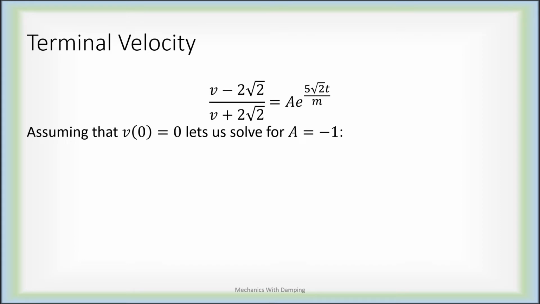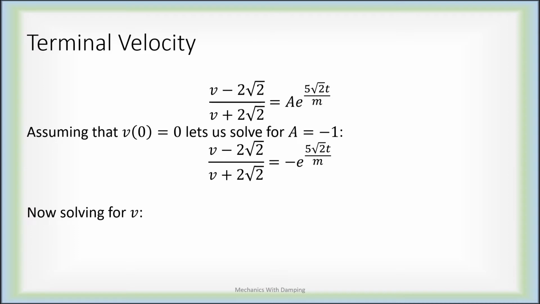Assuming that the initial velocity is 0, because we did say that we were dropping it, if the initial velocity is 0, we plug in t equals 0, and the exponential becomes 1. Here, if v is also 0, we get negative something over positive the same thing, and we just get that a must be negative 1. So v minus 2 root 2 over v plus 2 root 2 must be negative 1 times that exponential. Now we can solve this for v. It takes a little bit of algebra, but you'll end up with v is 2 root 2 times this ratio of two different exponentials.